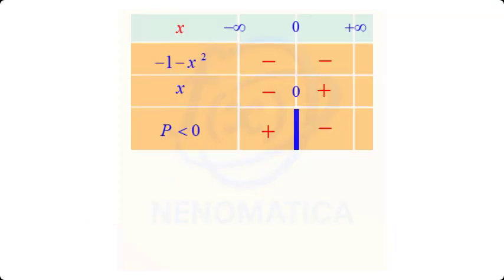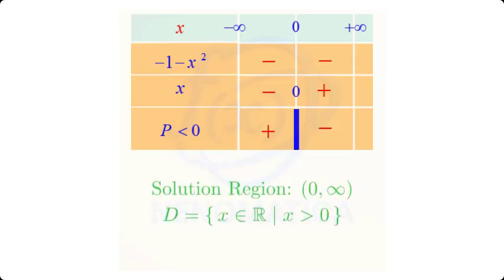Step 4. Construct a sign table for the fraction negative 1 minus x squared over x. The numerator is always negative. The denominator is negative for x less than 0 and positive for x greater than 0. Therefore, the fraction is positive on the negative side and negative on the positive side. We are solving where the expression is less than 0, so we want the negative region. Step 5. The inequality is satisfied where the fraction is negative. That occurs for x greater than 0. Therefore, the solution set is all real x such that x is greater than 0.